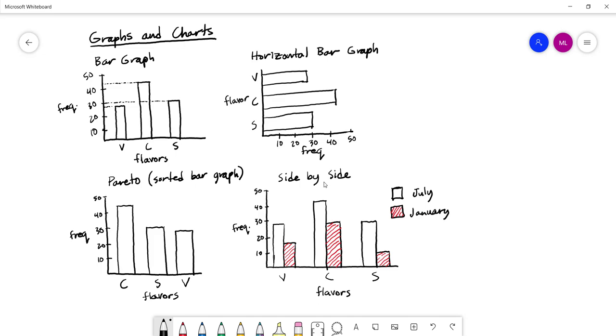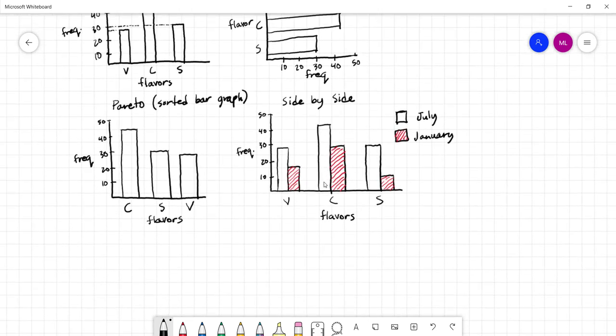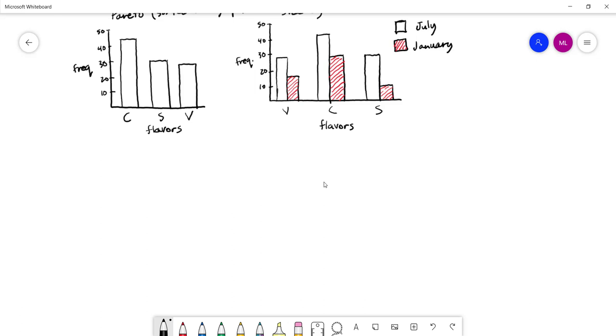Another type of graph or chart is going to be a pie chart, which is, again, hopefully something that you are all familiar with. I'm sure you've all seen pie charts at some point.